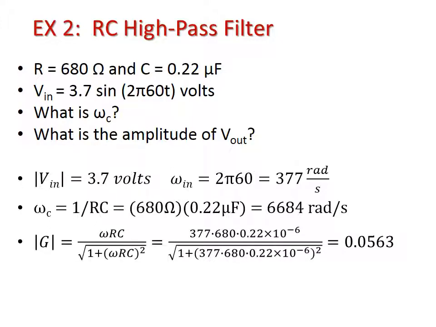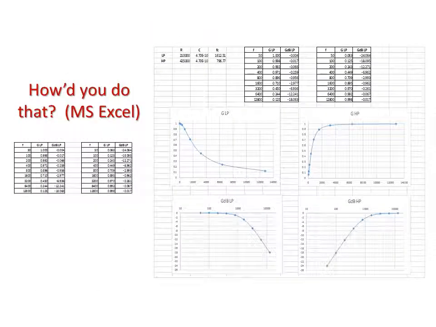Finally, we can calculate our gain for this circuit. Our gain is going to be 0.0563, so very, very small. We multiply our Vin times our gain, and that gives us our Vout, which is going to be 2.208 volts.